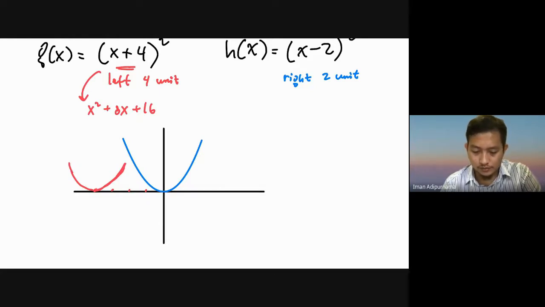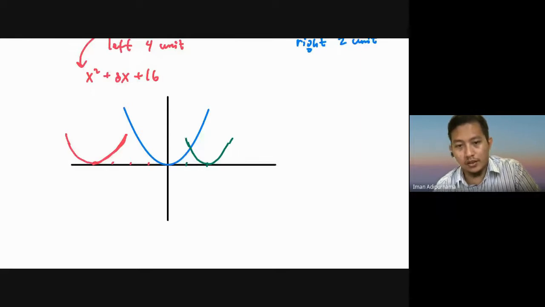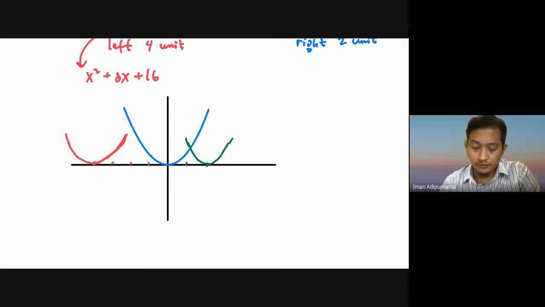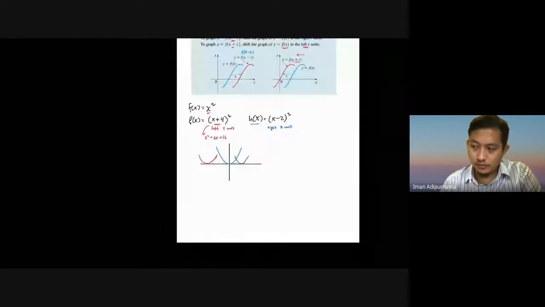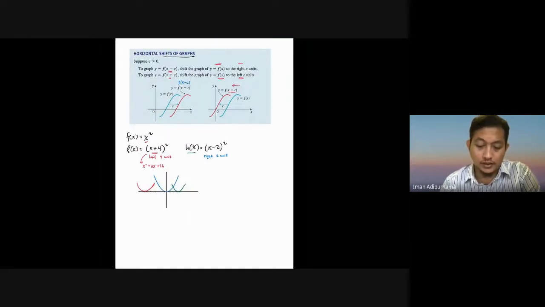And for h, it's going to have 1, 2. So it's around here. Okay. All right. And again, it doesn't need to be really perfect, as long as you understand how the graph originated. Okay. So that's the horizontal shift. So vertical shift, horizontal shift.